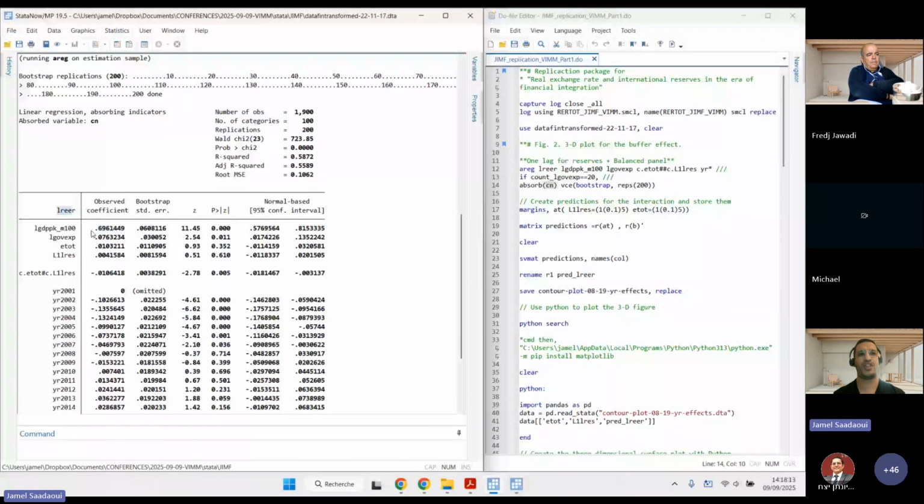A higher share of government expenditure appreciates the exchange rate, because government expenditure is targeting most of the time non-tradable goods.